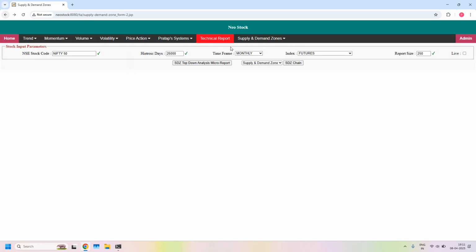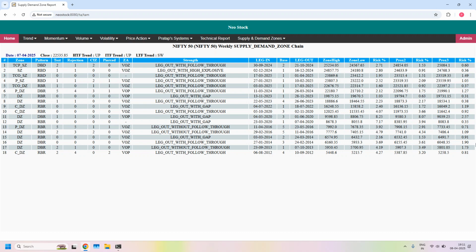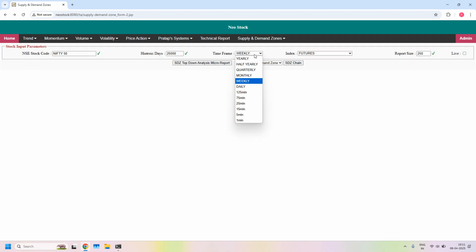Okay, next. Generating weekly supply demand zone chain for NIFTY. Next. Generating daily supply demand zone chain for NIFTY.